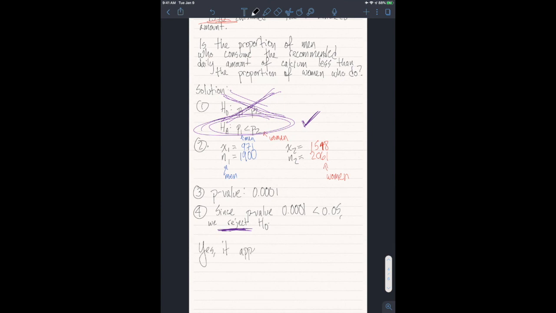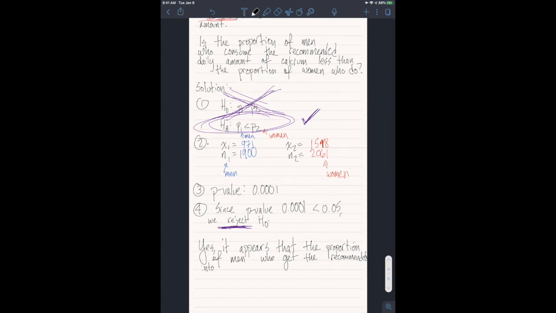It appears that the proportion of men who get the recommended intake of calcium is less than the proportion of women that do. Yeah, there's pretty significant evidence actually.